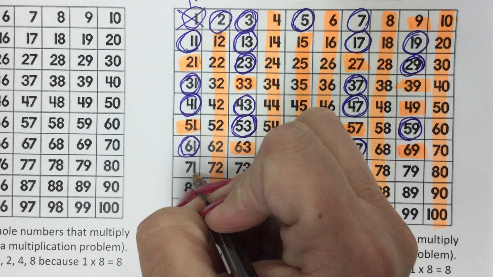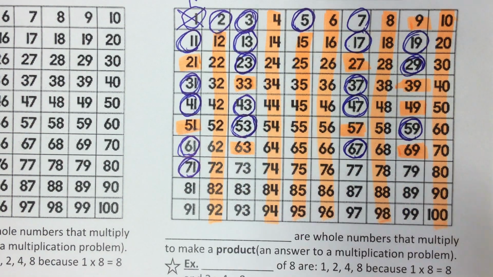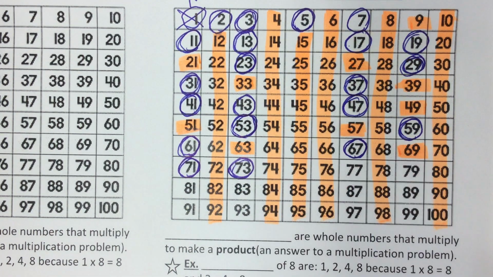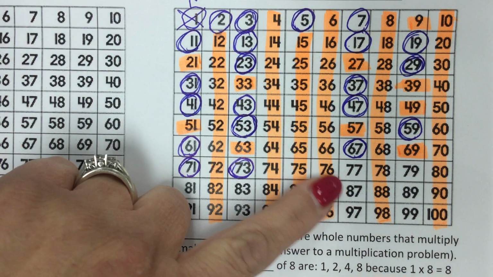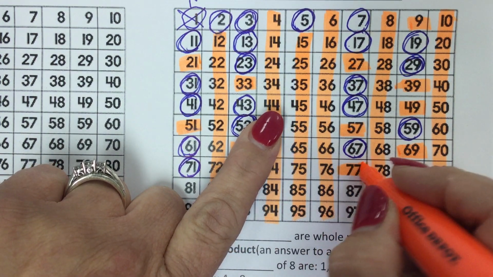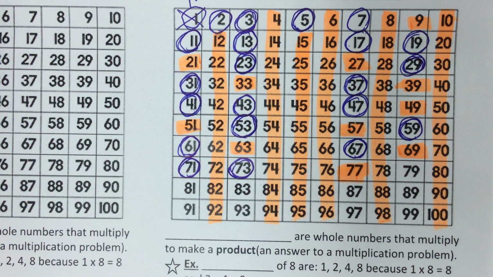71, 7 plus 1 is 8. It is a prime number. 73, 7 plus 3 is 10. It is a prime number. 77, 7 plus 7 is 14. But I know, tricky 7, 11 times 7 is 77. So that is a composite number.